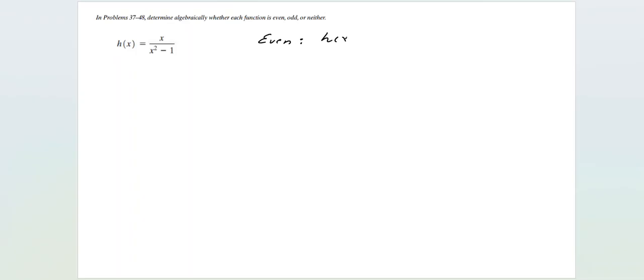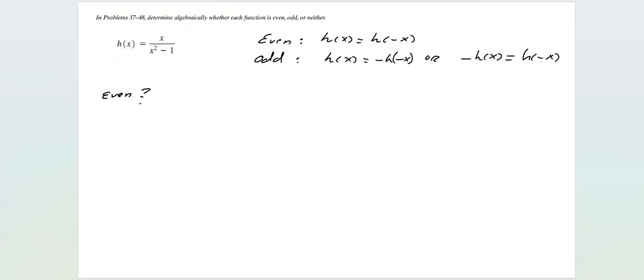h of x is equal to h of minus x. And we know that a function would be odd if h of x is equal to minus h of minus x, or if minus h of x is equal to h of minus x, which is the same thing, right? These two conditions are basically the same. So let's get this function and let's analyze if this function is even. I already have h of x, right? So we compare with h of x.